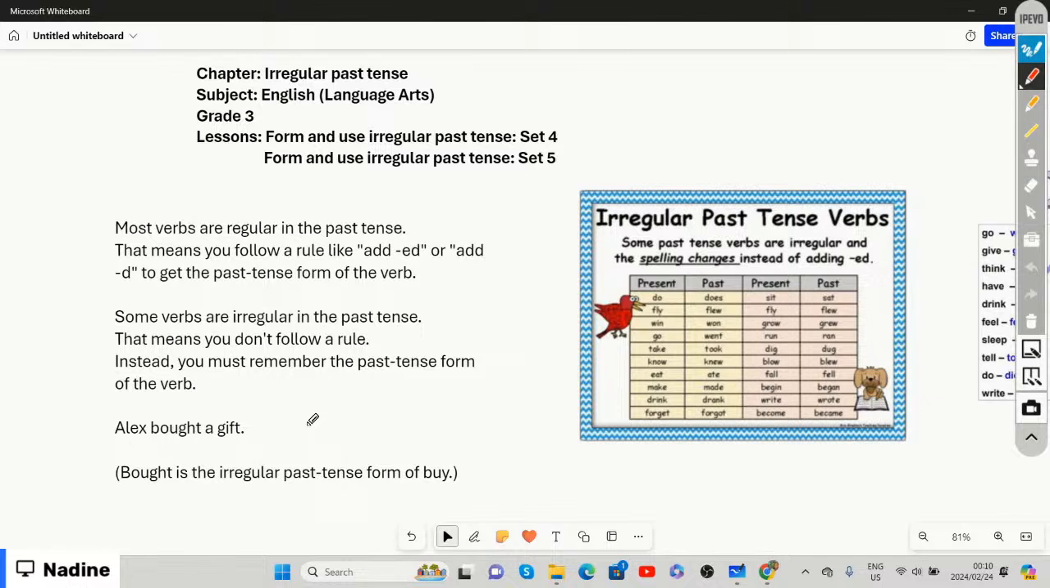But we are doing irregular past tense, right? So some of the verbs, they are irregular in the past tense. And this means that you don't have to follow any rules. Instead, you're just going to have to remember the past tense form of the verb.